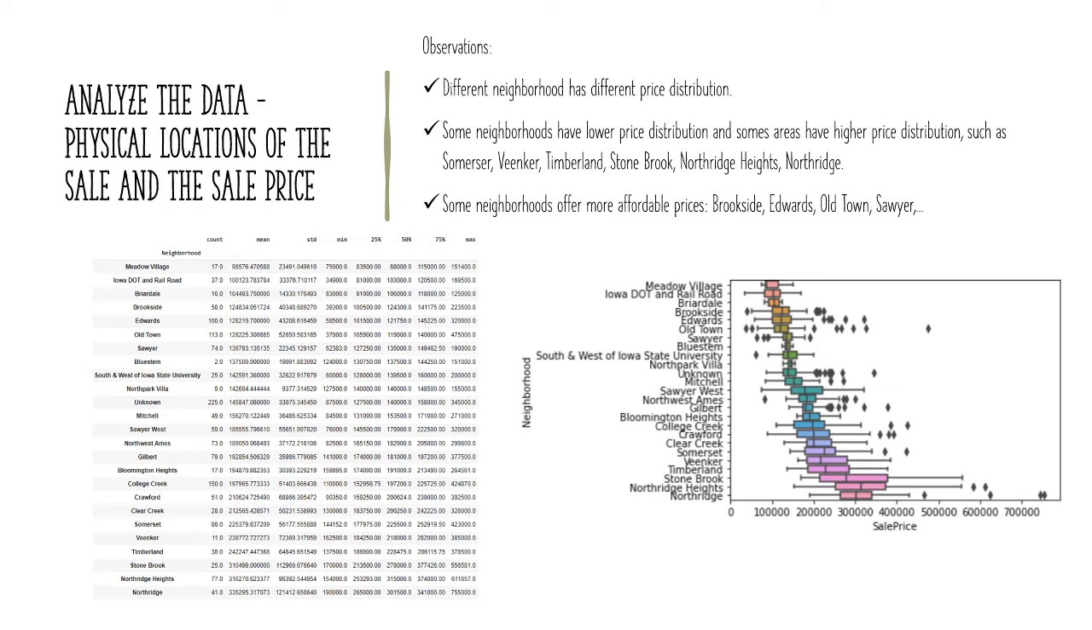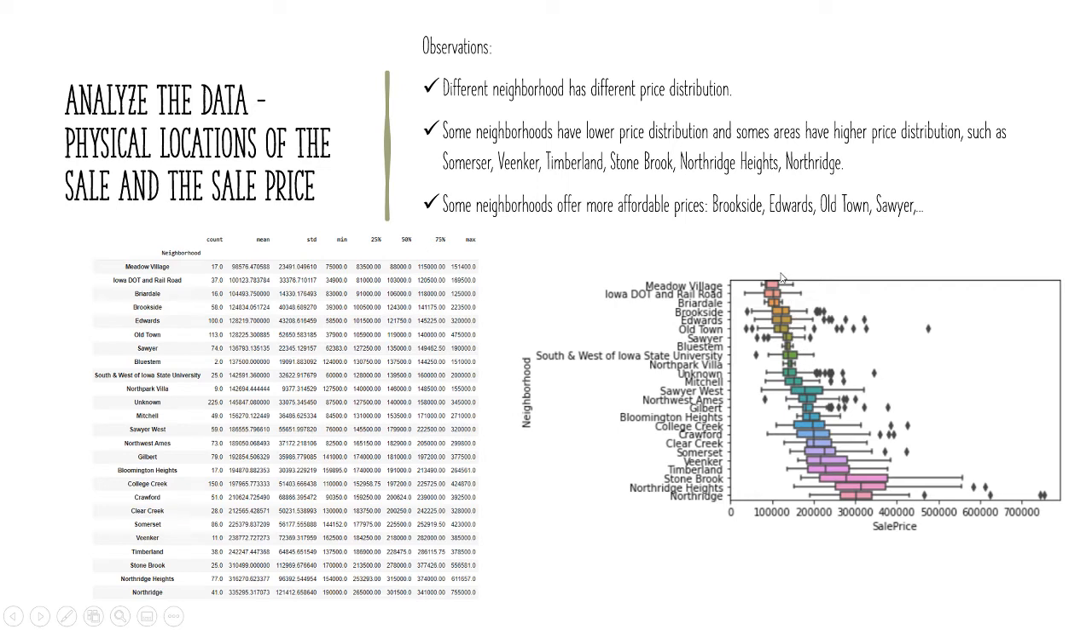And so in this analysis, we do some aggregation to get the statistical description for each neighborhood in terms of sale price. And we also draw a box plot to view the value distribution for each neighborhood. And as you can see, different neighborhoods have different price distributions.